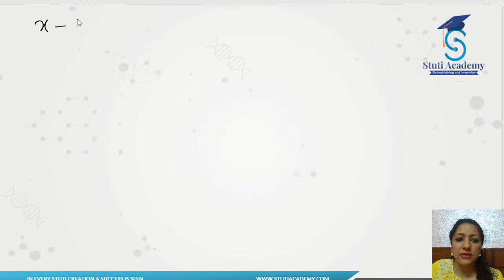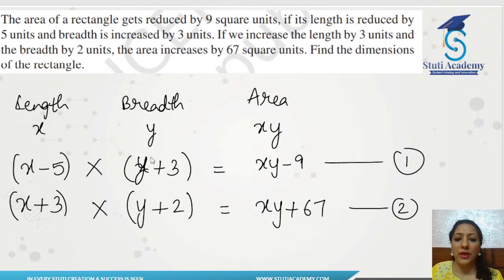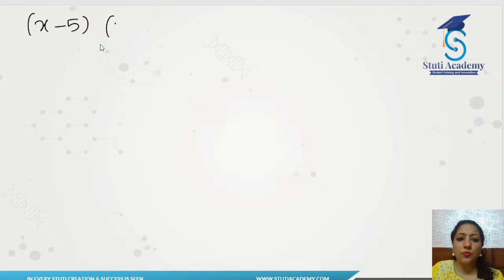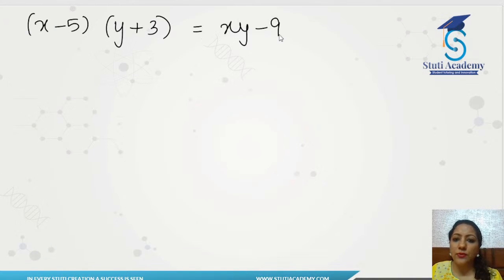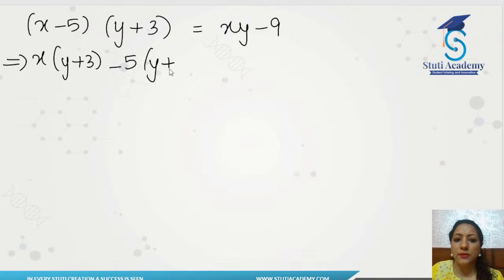So I have x minus 5 times y plus 3 equal to xy minus 9. Here y is the breadth, because the breadth we took as y. So it's the length here and the breadth here, equal to area. So x minus 5 times y plus 3 equal to xy minus 9. I'm going to take the LHS and simplify it. I'll take this x and multiply it with y plus 3. Then I will take this minus 5 and multiply it with the entire bracket y plus 3. That is equal to xy minus 9.